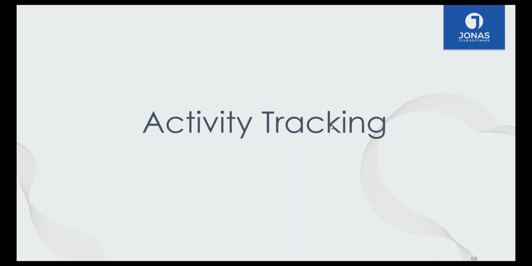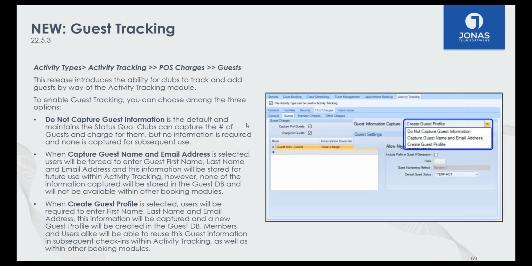Activity tracking is a module that we introduced a couple years back to track people coming in at various points of the club, what they're going to be partaking in terms of activities, what facilities they're going to be using, and the ability to charge guests and count the number of guests they're bringing. But what we didn't have was a way to track the guests specifically by name and create a guest record. So what we've introduced is really 2 new flavors to this. Initially it was all going to be do not capture guest information.